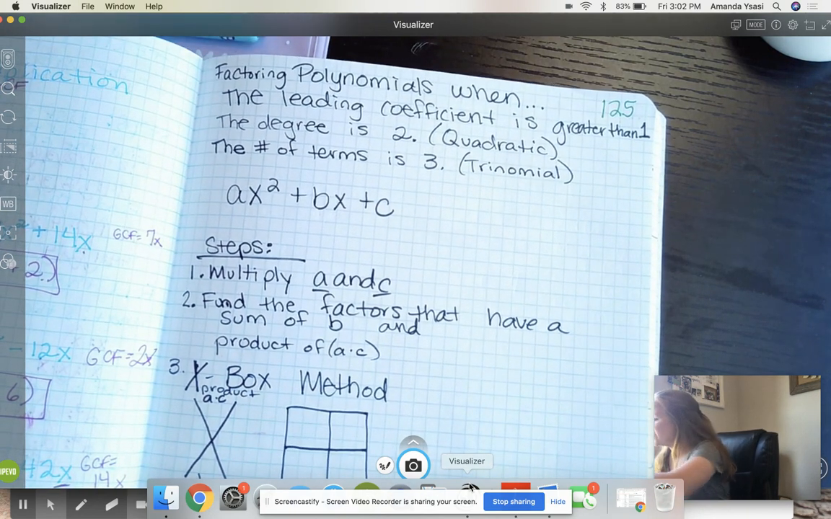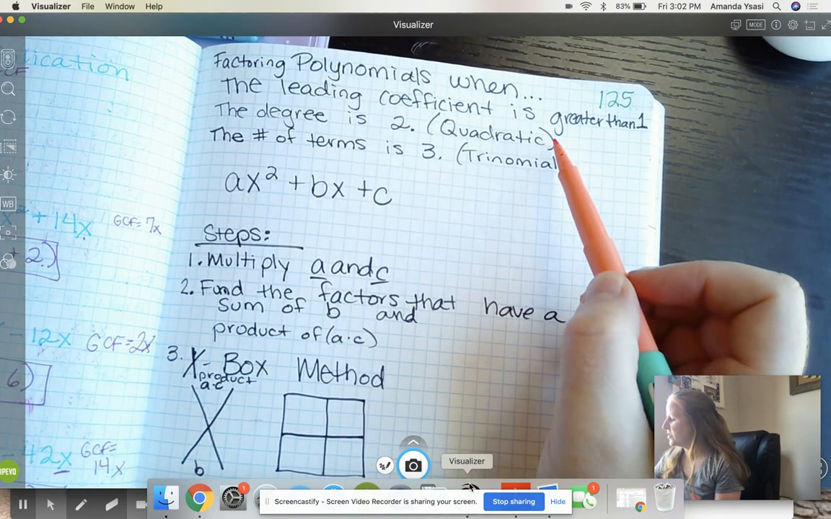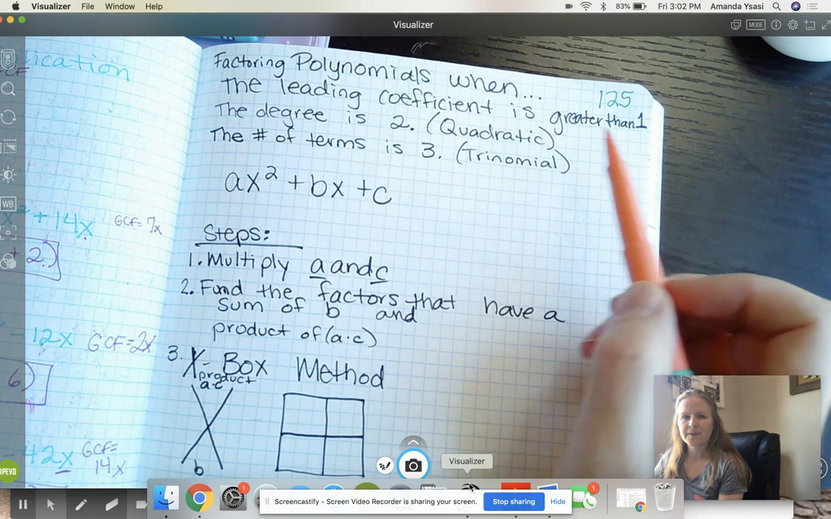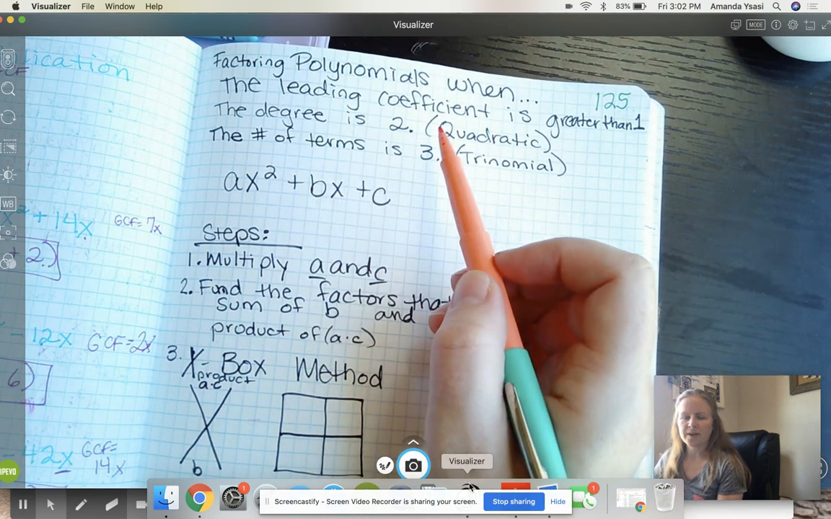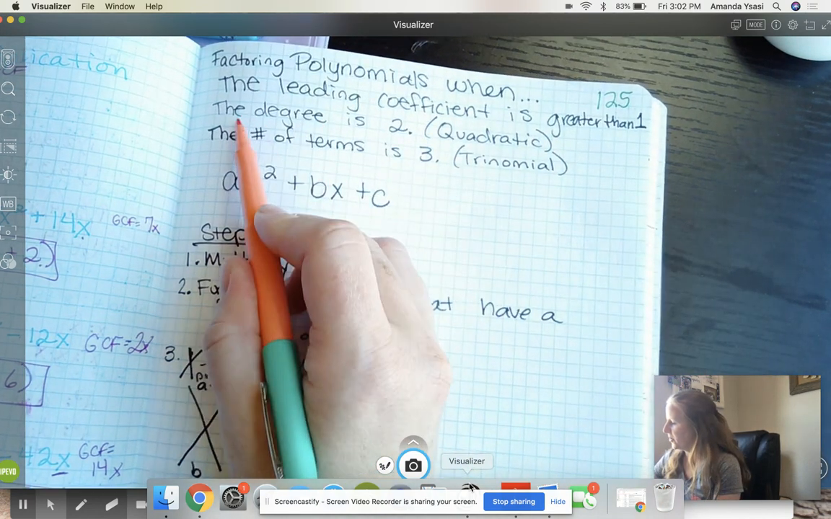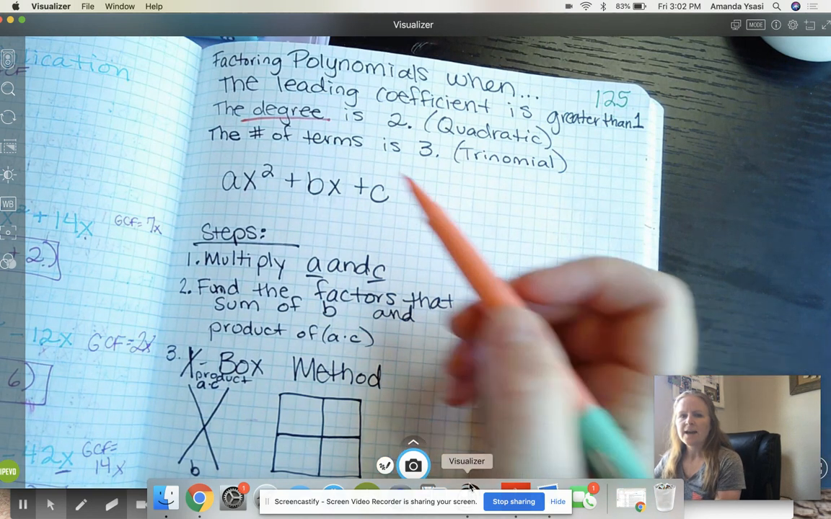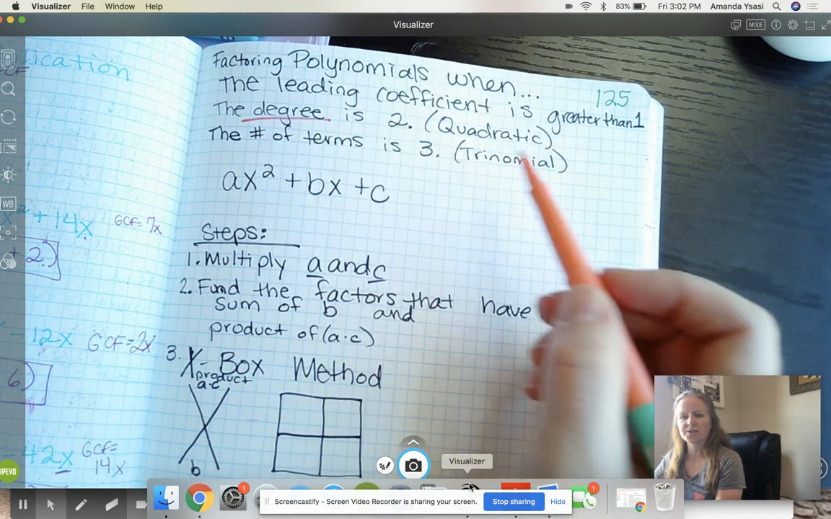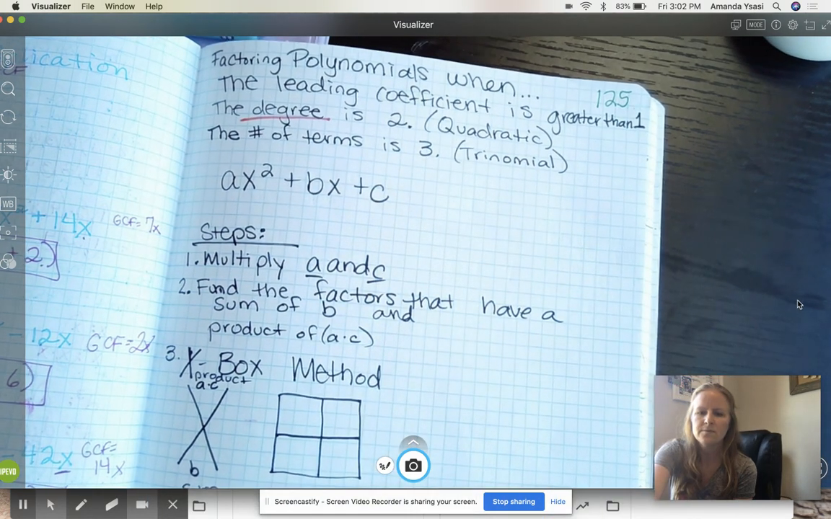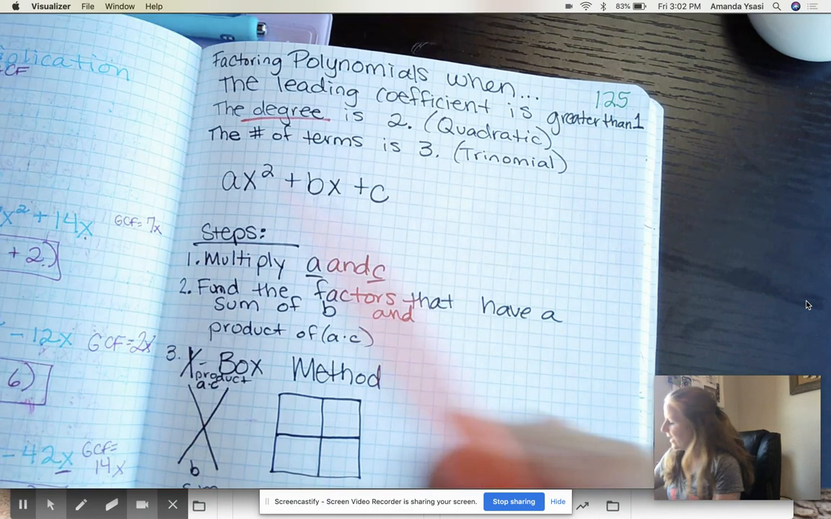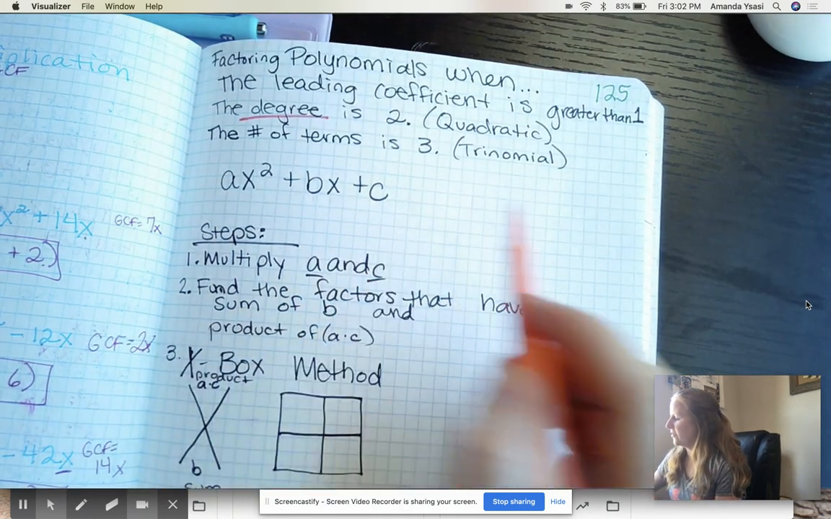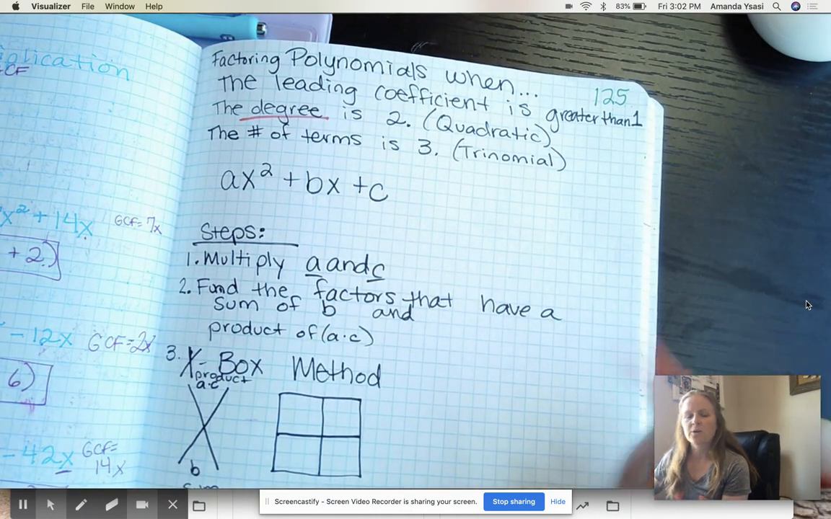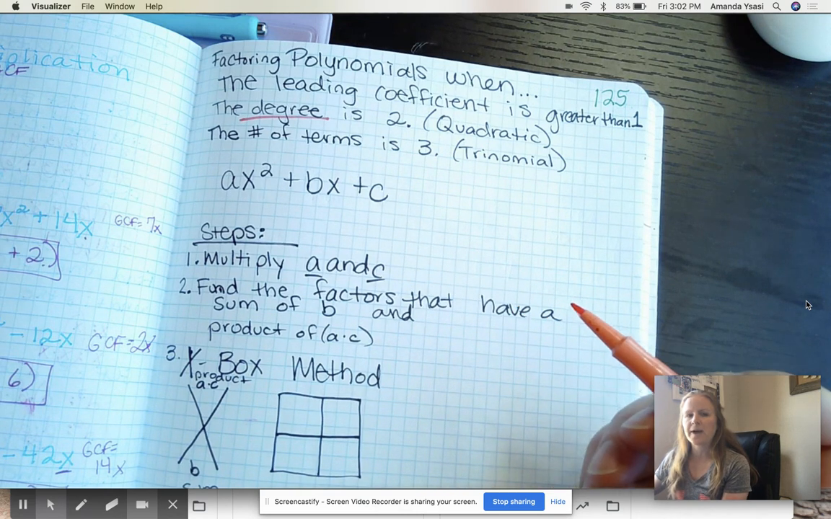Okay, so we are factoring polynomials when the leading coefficient is greater than 1. The degree is 2. That's your highest exponent. So remember, the degree means your highest exponent. And the number of terms is 3. It's a trinomial. And here is our standard form of a quadratic, or this type of polynomial, ax squared plus bx plus c.